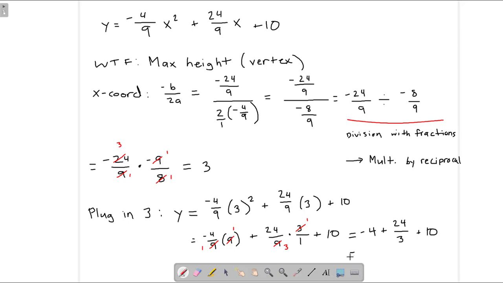Simplifying this a little bit further, 24 over 3 is actually just 8, because 24 divided by 3 is 8. So negative 4 plus 8 plus 10, which you can just throw into your calculator now. Negative 4 plus 8, that's going to give me 4. 4 plus 10 is going to give me 14. And the height was in feet. So this is the maximum height that he reaches.